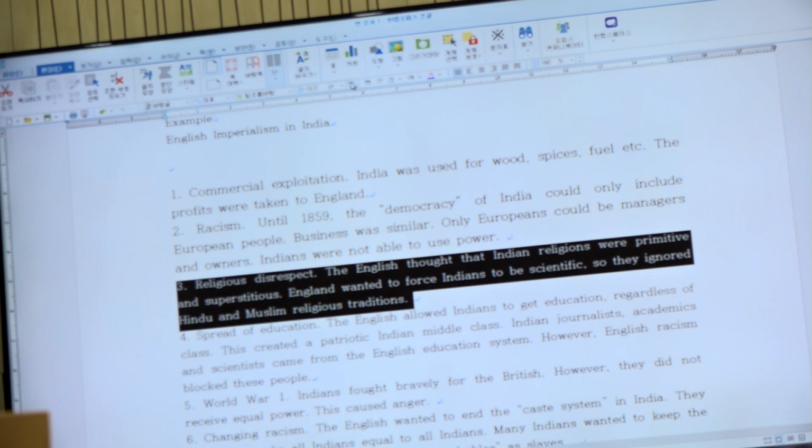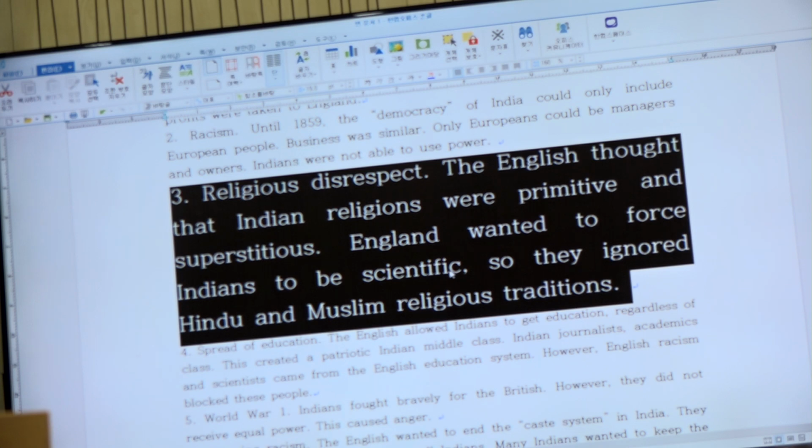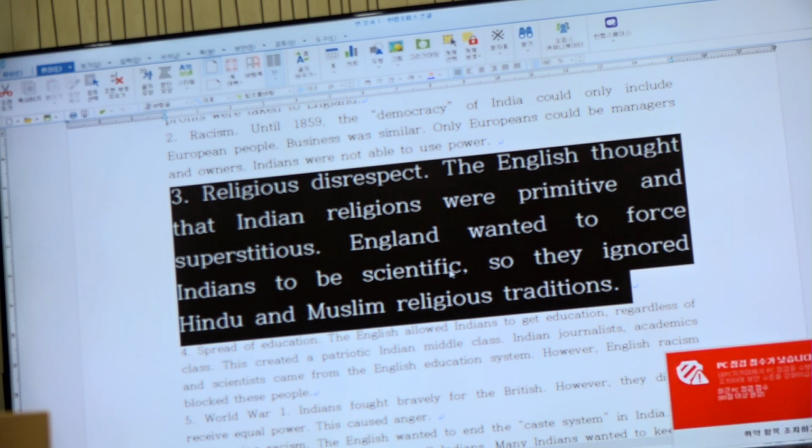Problem number three. Religious disrespect. Okay? The English thought that Indian religions were primitive and superstitious. And England, especially in the 19th century, they wanted Indians to be scientific. Okay? They thought that Indian religions were myth, and they were silly, and that Indians should be scientific.